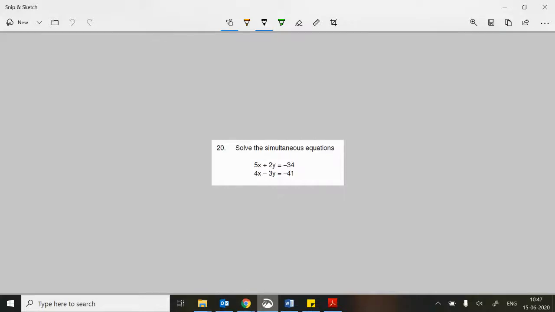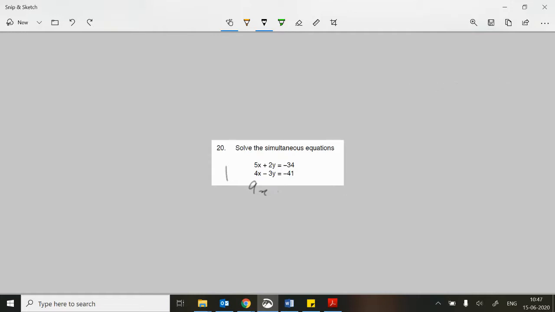Okay, so I'm taking question 20 here, and we're going to try and solve this set of simultaneous equations. Now, if we add the two rows, we'll end up getting 9x, and plus 2y and minus 3y. If we add those together, it will give us minus y. So plus 2 and plus minus 3 gives us minus 1. And if we add these two together, we're going to get minus 75. The point is here that we've got x and y still, and we don't want that. So let's do it properly from the start.